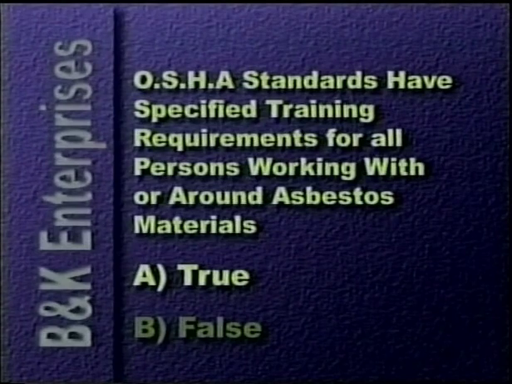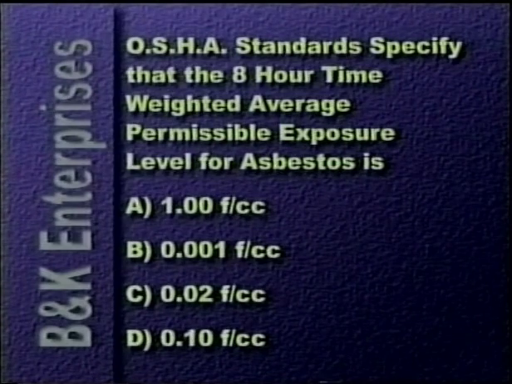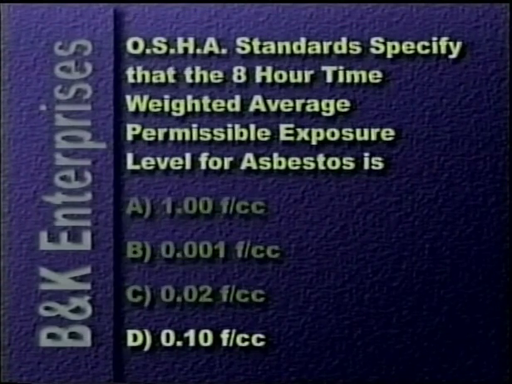Number 17. OSHA standards specify that the 8-hour time-weighted average permissible exposure level for asbestos is A. 1.00 fibers per cubic centimeter, B. 0.001 fibers per cubic centimeter, C. 0.02 fibers per cubic centimeter, or D. 0.10 fibers per cubic centimeter. The correct answer is D. 0.10 fibers per cubic centimeter.